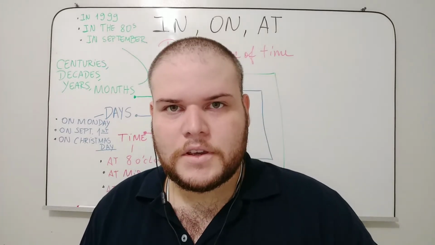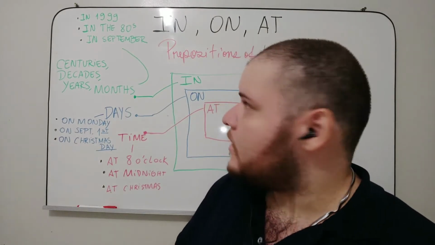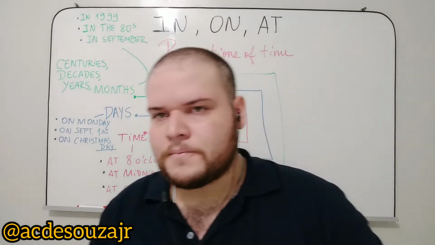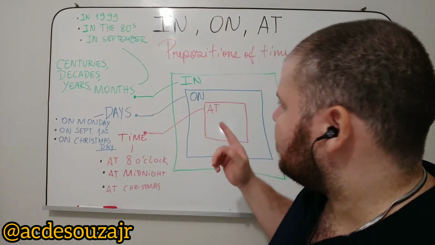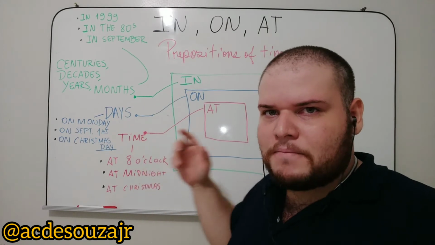Guys, Teacher Junior here. Let's start prepositions of time, specifically in, on, and at. When do we use each one? First, in. We use in centuries, decades, years, and months.